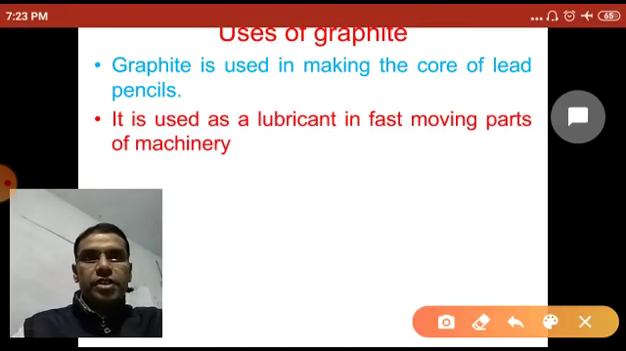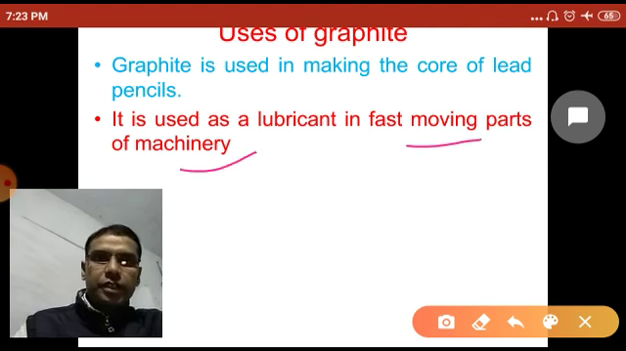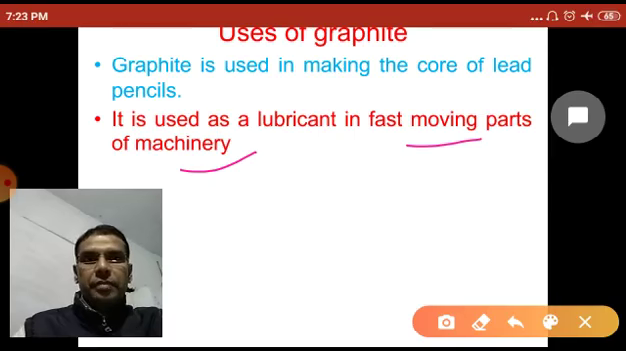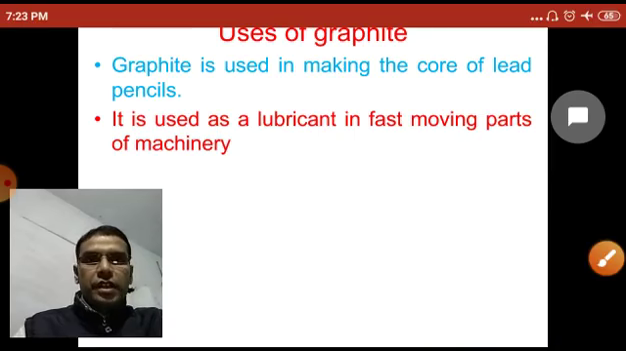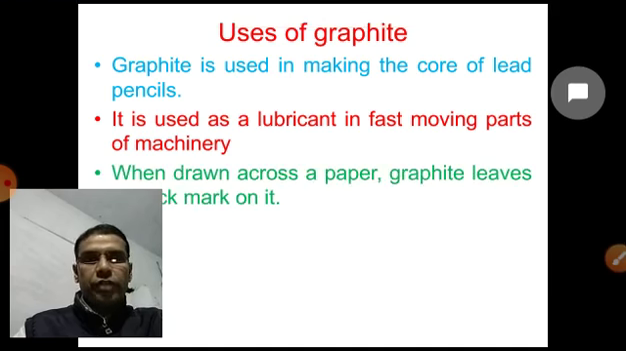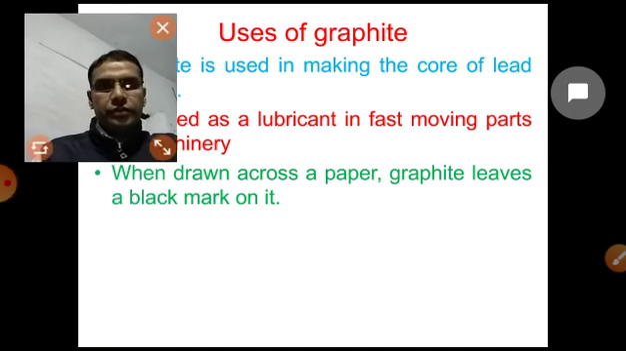Now graphite is used as a lubricant in fast moving parts of machinery, and also in machinery which works at a high temperature, because graphite is resistant to high temperature heat, because its boiling point and melting point are very high among all non-metals. Now when we draw across a paper, graphite leaves a black mark on it. So graphite is used as the core of the pencil.